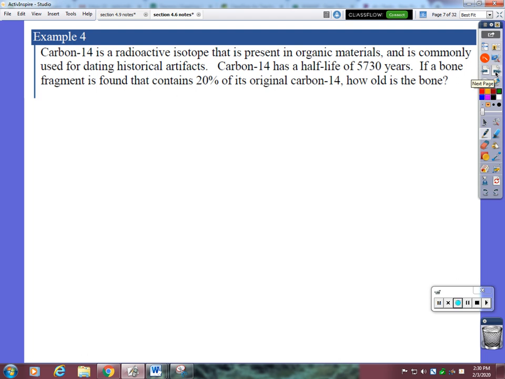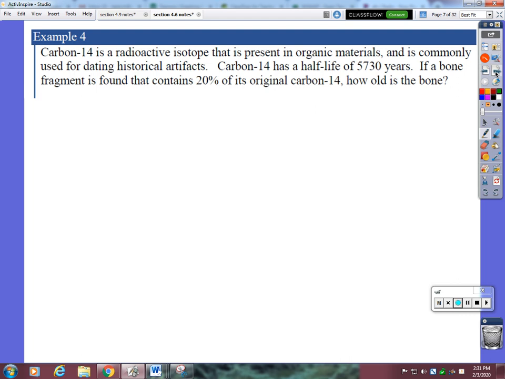This says carbon-14 is a radioactive isotope that is present in organic materials and is commonly used for dating historical artifacts like dinosaur bones, pottery shards, things like that. Carbon-14 has a half-life of 5,730 years. That's why it's a nice one to use. It has a really long half-life. If a bone fragment is found that contains 20% of its original carbon-14, how old is the bone?